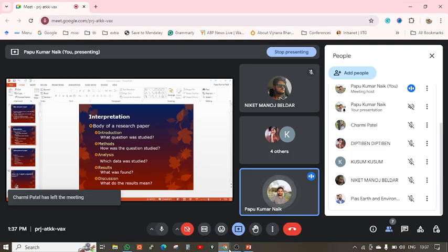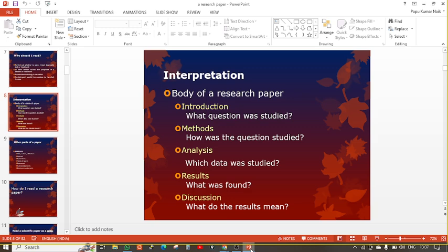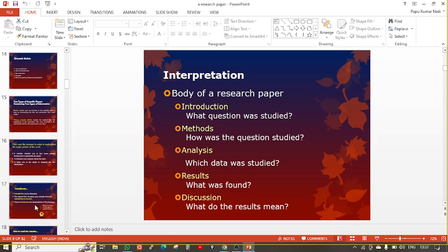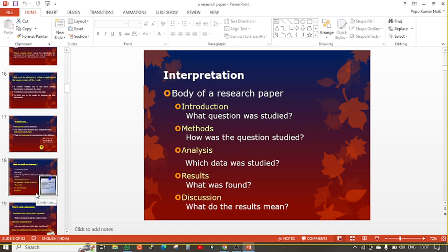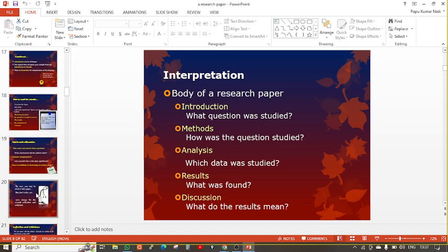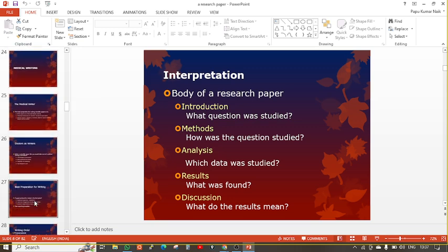Apart from this body part of the research paper, there are some other things also. Whenever you see a research paper, first it is highlighted in bold letters as the research title. Apart from the research title, there are author names, affiliations, email, keywords, and many other things. So let's start with the title of the paper.